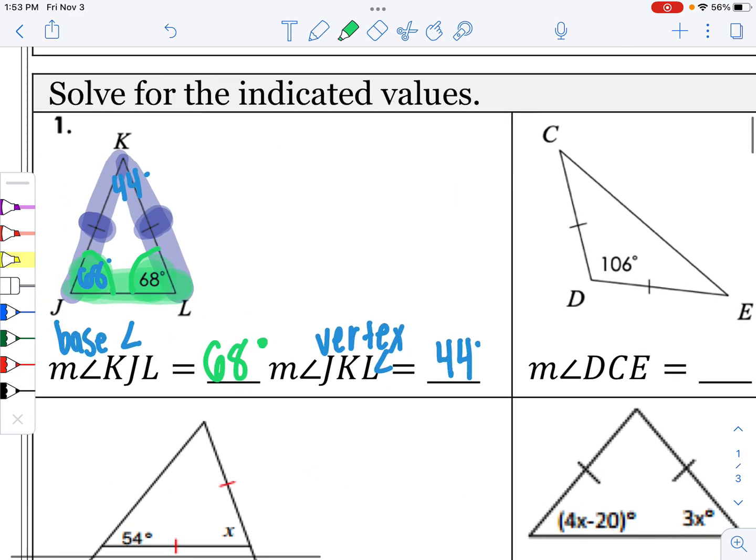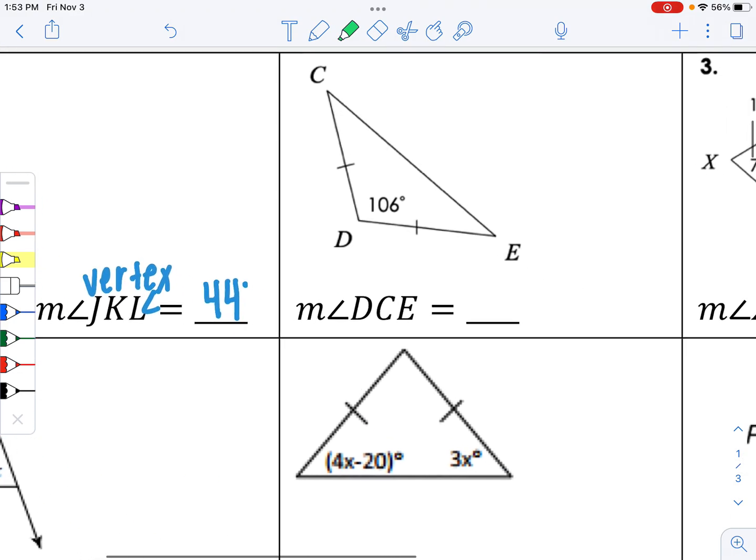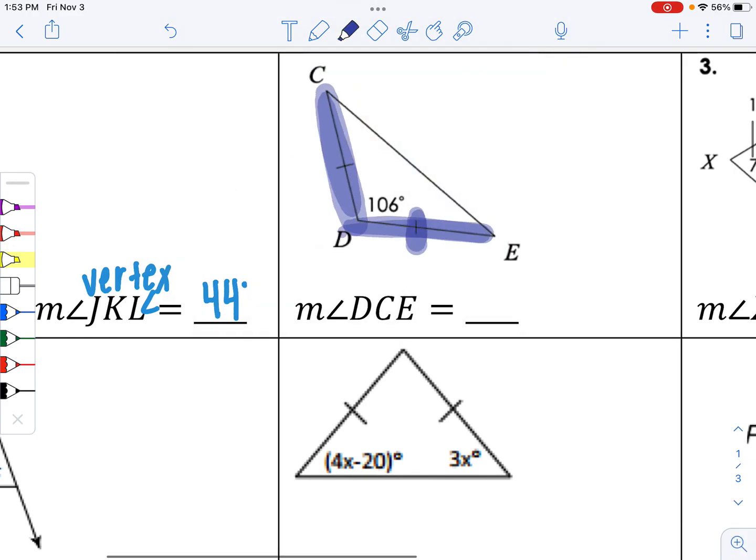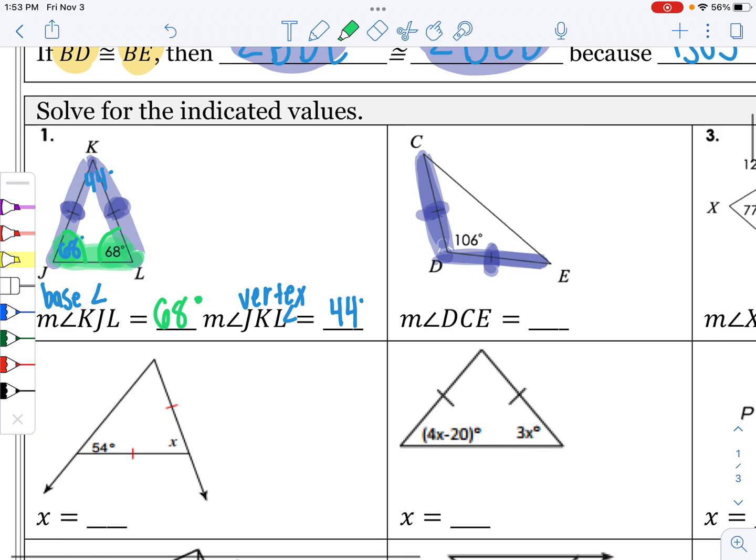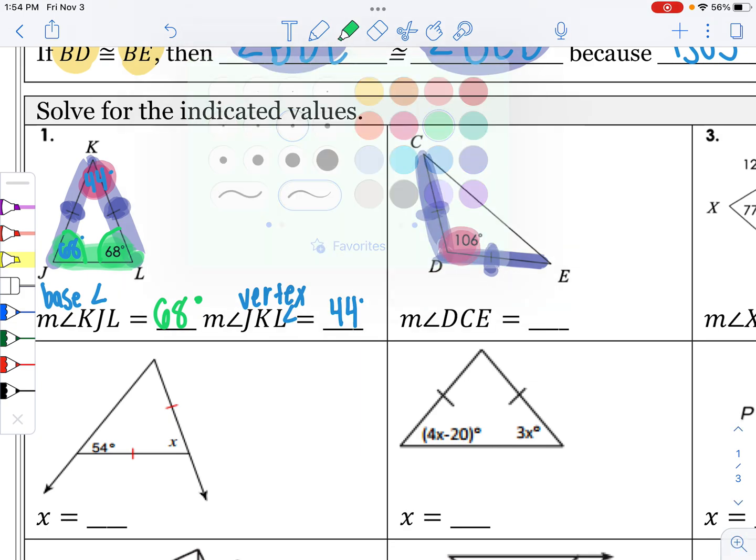Now this problem is a little bit different because I've turned it on you. I've kind of turned it sideways, and so when I'm looking at my legs in this problem, they are actually oriented a different way. And so I know that that 106 degree angle is my parent angle, is what I just kind of referred to it as a second ago. But that's between the legs, that's my vertex angle. And then here is my base, CE is the base. So here's the base angles that sit on that.